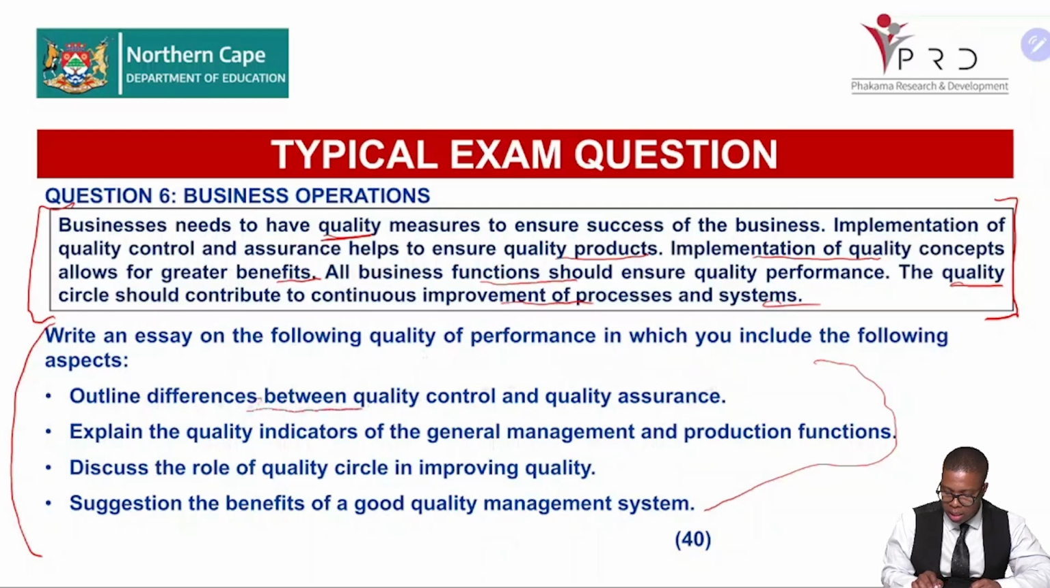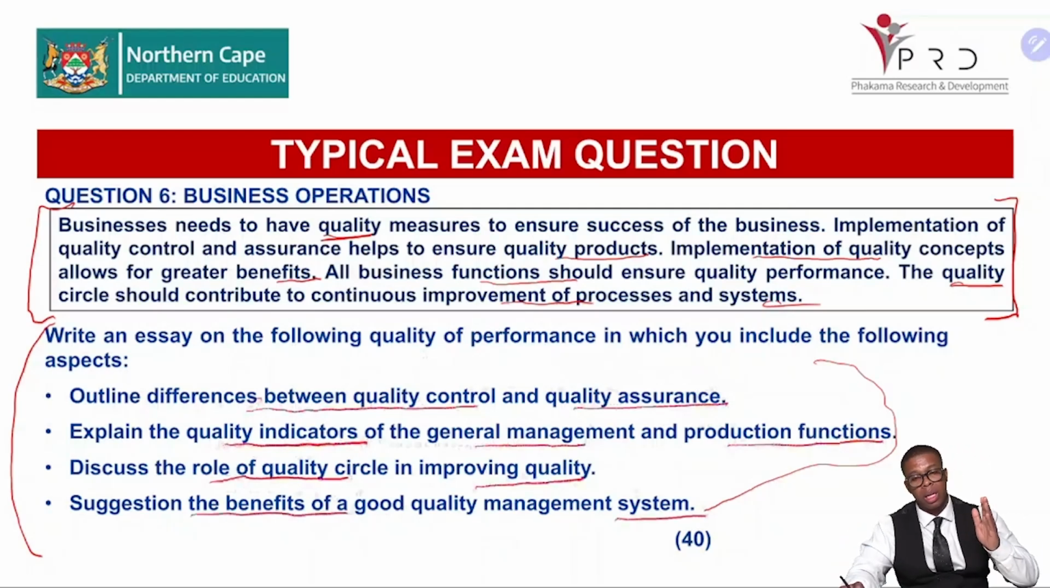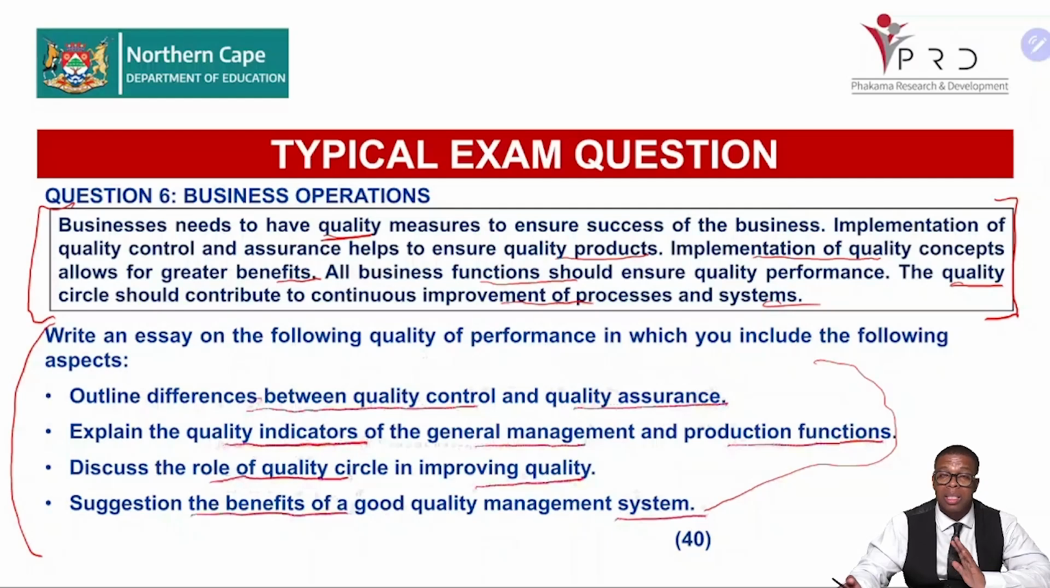You outline the differences between quality control and assurance. You explain the quality indicators of the general management and production function. You also discuss the role of quality cycles in improving quality, and then suggest the benefits of a good quality management system. Now, that is your essay that can be assessed.